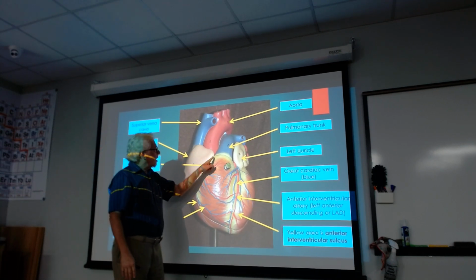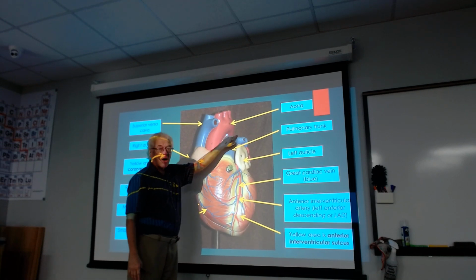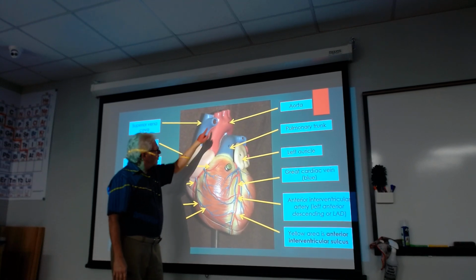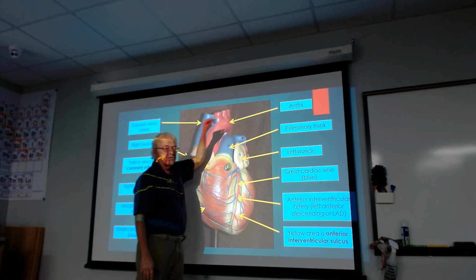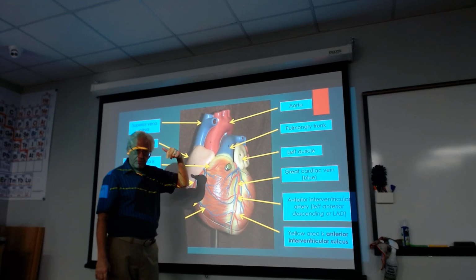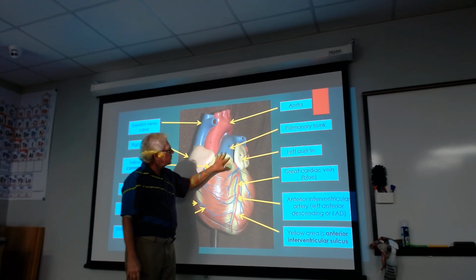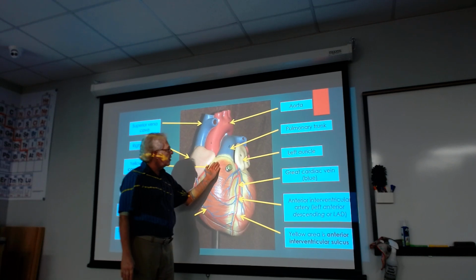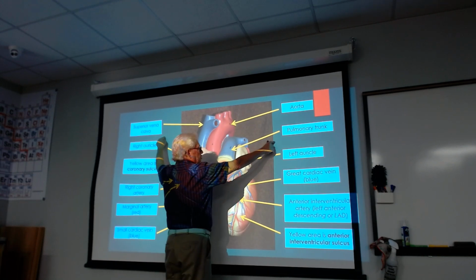What we have here is the aorta, which sends the blood out of the heart. And notice you've got 1, 2, 3 vessels coming out of the top. Those will be identified later. This here is the pulmonary trunk, the one that sends the blood to the lungs.